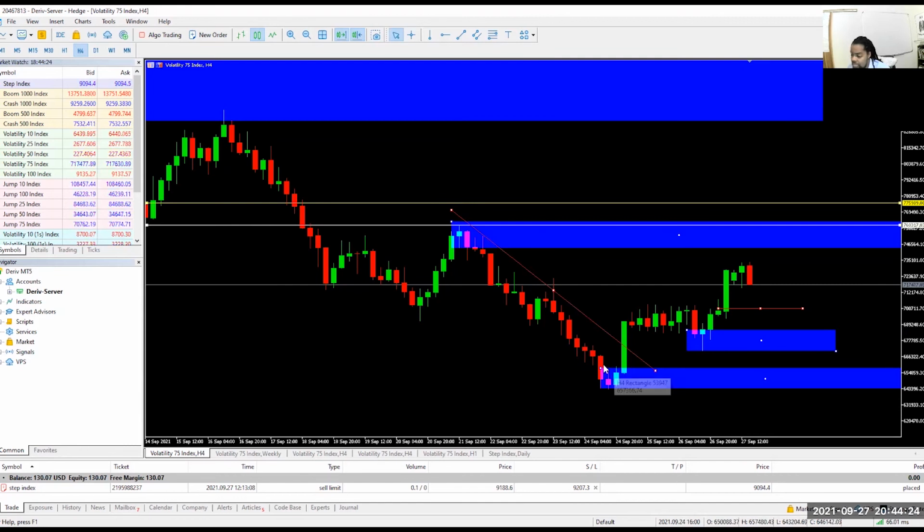But again, look at the imbalance now. Too many things going on, right? If we do that, then bullish engulfing. But if we do that, there's no real strong imbalance here as well. But that's just my opinion.